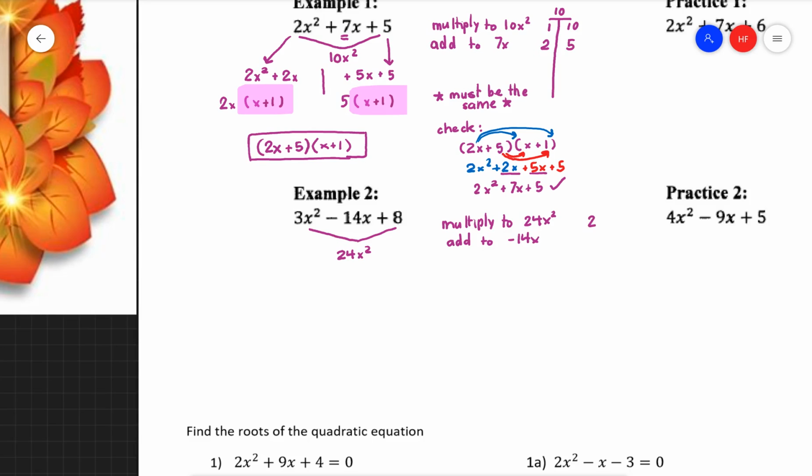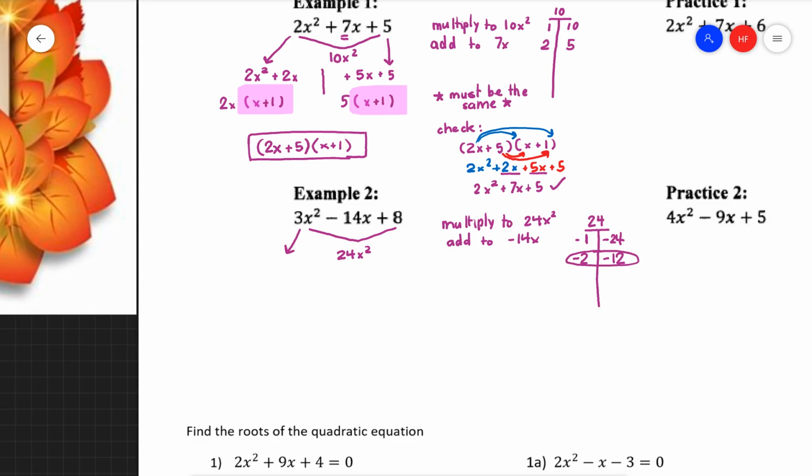If I don't know, I'll write out my factors of 24 and see which one will give me negative 14. So we see there's going to be something with negatives. I need to add to a negative 14, but multiply to a positive. That means both of my terms will have to be negative. So let's do negative 1 times negative 24. If I add those together, will I get negative 14? No. Negative 2 times negative 12. If I add those together, will I get negative 14? Yes. So those are the factors that I'm using of 24.